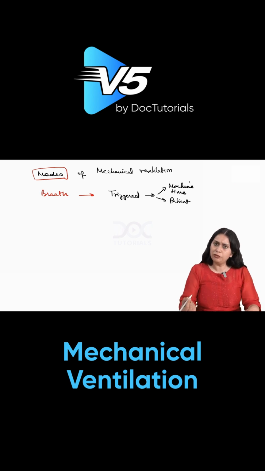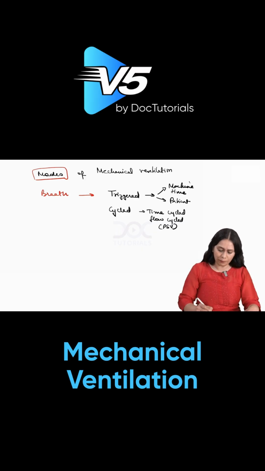Okay. So if it's machine triggered, it is a controlled breath. If it is patient triggered, it would be a spontaneous or assisted breath. Then how it is cycled from inspiration to expiration. It could be time cycled or it could be flow cycled, right? Mostly it is time cycled in most of the modes except PSV, pressure support ventilation, in which it is flow cycled. Then how the breath is controlled, that is the volume control or the pressure control.